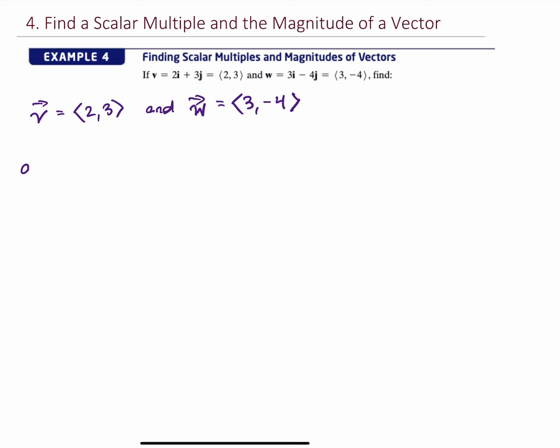So let's find in part A just 3 times v. So we're scaling v by a factor of 3. Well, that 3 will just distribute to both terms here. So we should get the vector 6, comma 9.